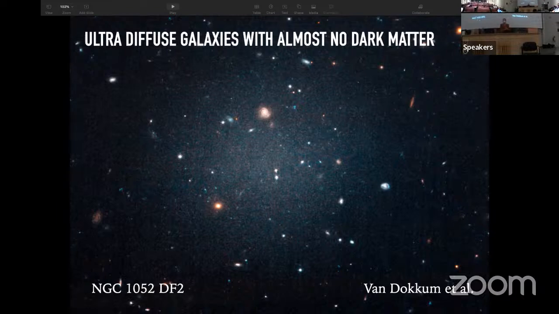It's a galaxy, again, it's very, very diffuse. You can actually see background galaxies behind it that are kind of shining through it, almost as if it's transparent. So it's a very, very diffuse galaxy. It's as big as the Milky Way, but it seems to be much, much less massive, and it seems to have almost no dark matter in it.